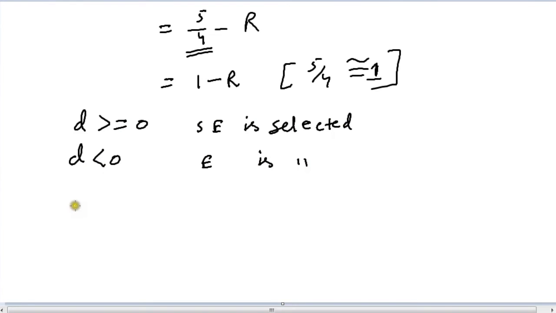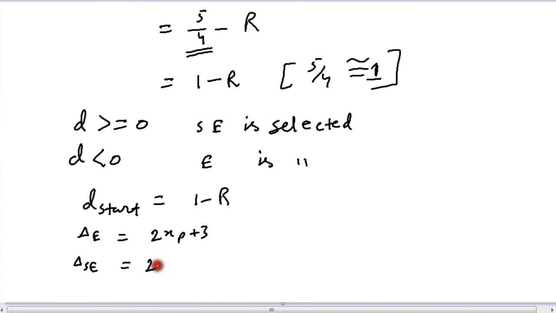Alright, so if we're given the center of a circle and the radius, then we have to calculate the initial D star, which is 1 minus r, given the radius r. We calculate del E equals twice xp plus 3, and del SE equals twice xp minus twice yp plus 5. And then we simply compare the value of D with 0 and select our pixels accordingly.